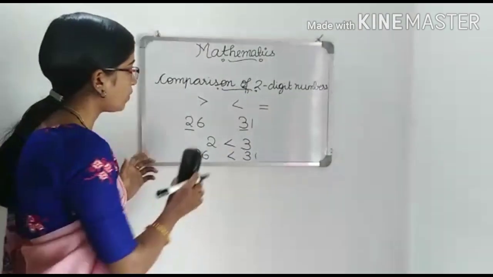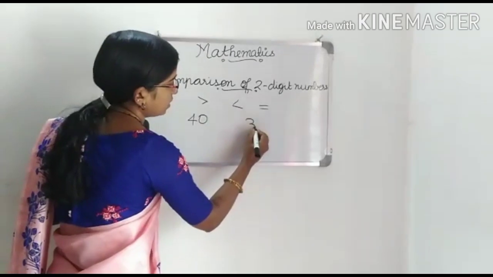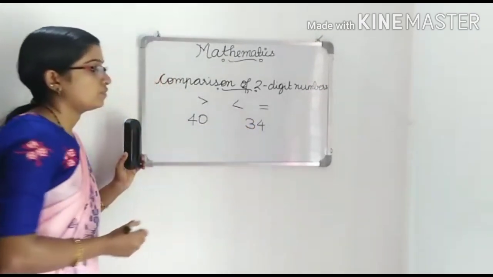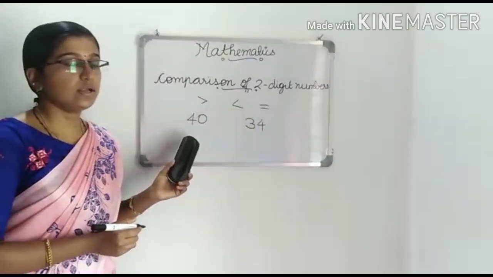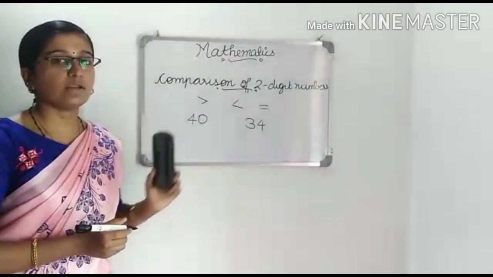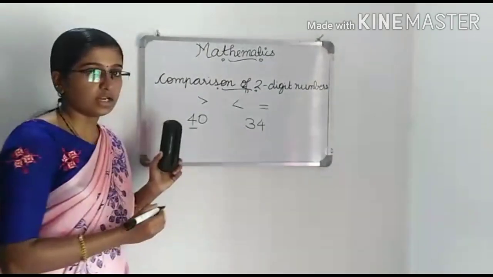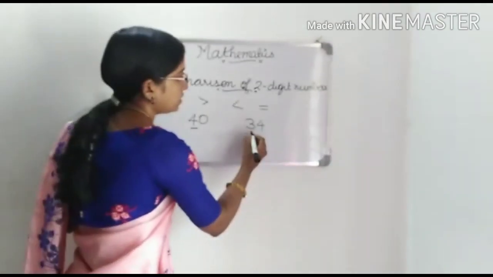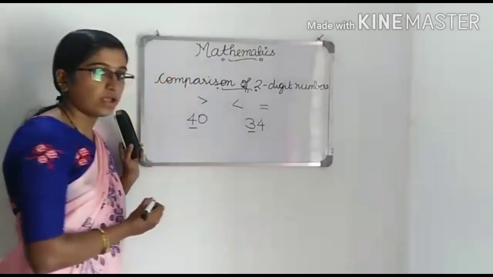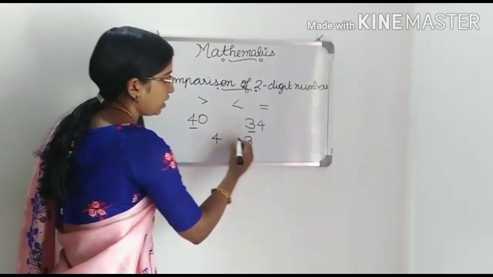Let's do one more problem. Consider the number 40 and 34. I have told you earlier, while comparing 2-digit numbers, you should first compare the 10's place. Here in 40, the digit in the 10's place is 4 and in 34, the digit in the 10's place is 3. So we can compare 4 and 3.